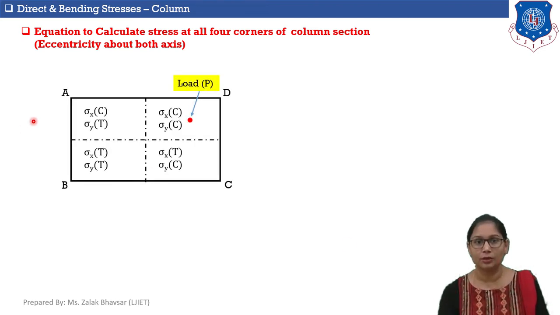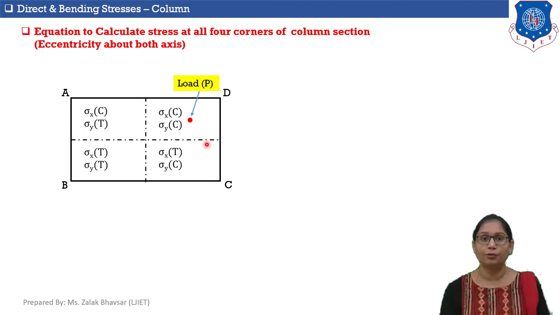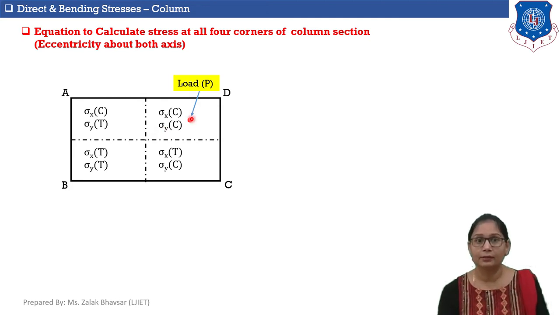Here, a rectangular column section is given. A, B, C and D are the four corners of the column section and we need to formulate the equation to calculate stresses at all these four corners of the column. The column section is subjected to load P, which is eccentric about both the axes. You can see that load P is away from the y-axis as well as the x-axis. It means eccentricity is in both directions.